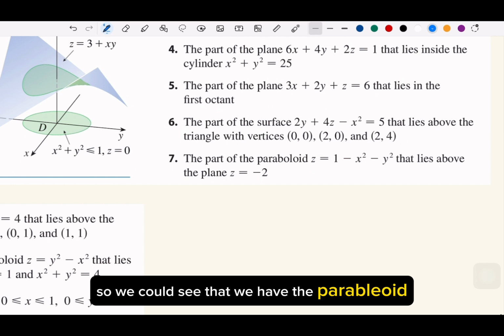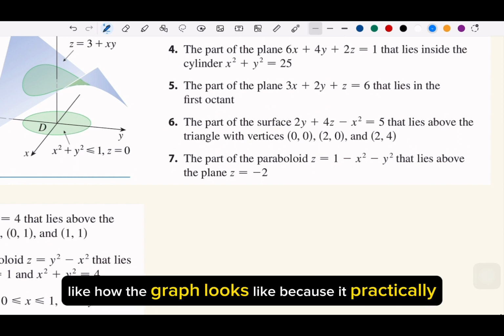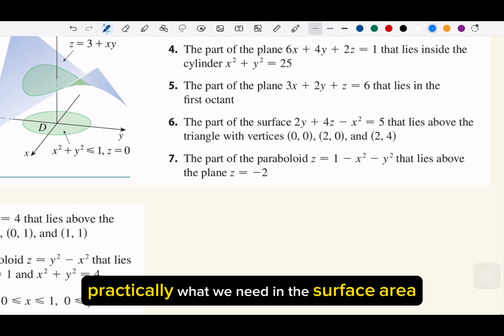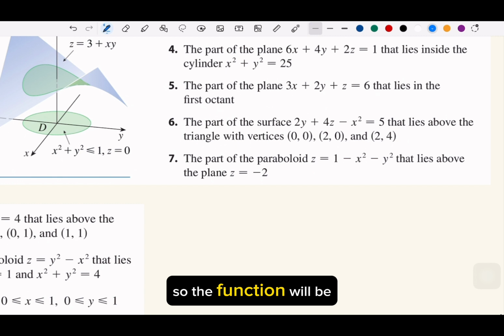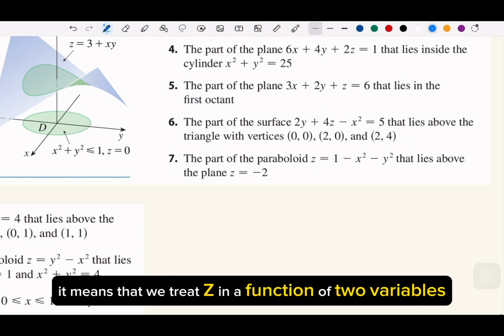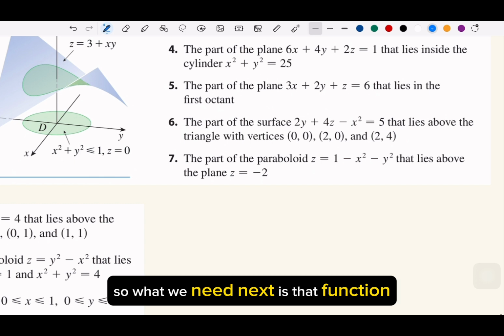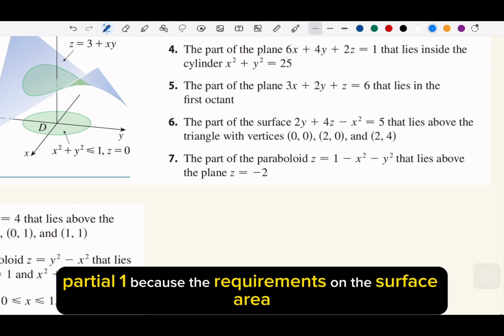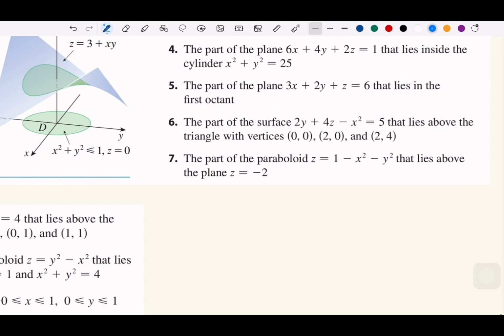Okay. So how do we approach this question? We have the paraboloid, and we don't really want to know how the graph looks like, because practically what we need for the surface area is the function. If we have z equal this, it means that we treat z as a function of two variables x and y, right? What we need next is to take partial x, partial y, because the requirement for the surface area is to take the partials, take the square, then plus one, and then take the square root. That's it, the surface area.